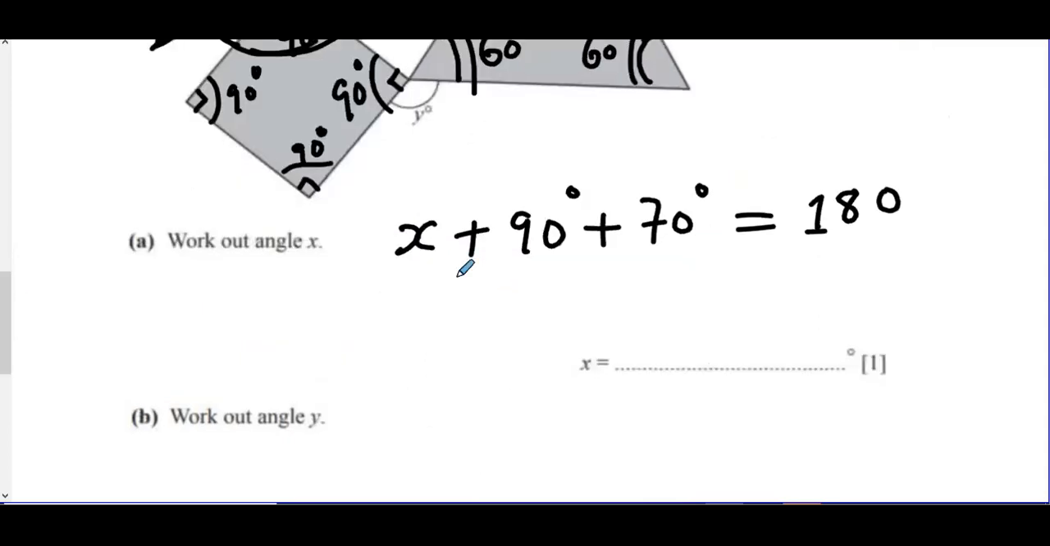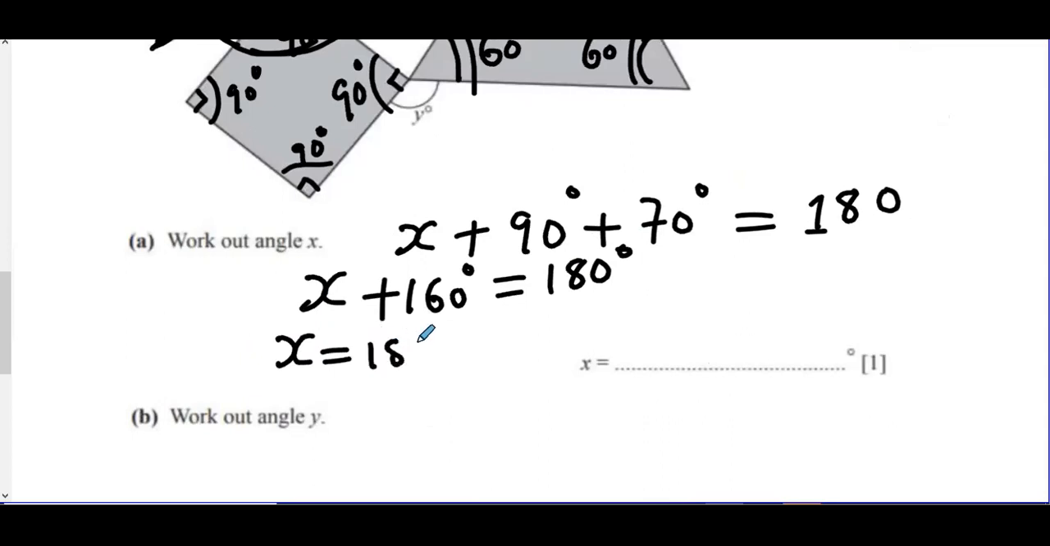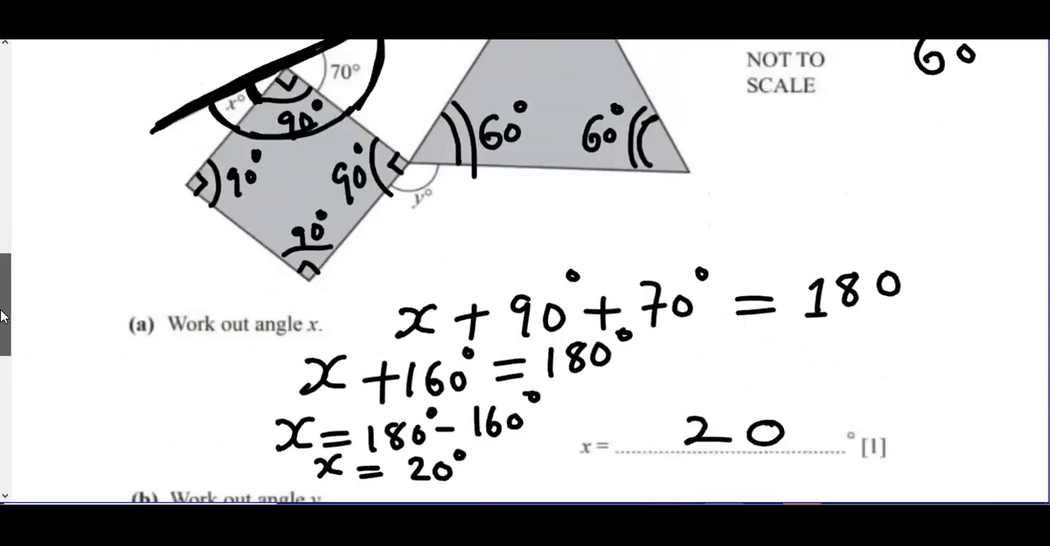Now go ahead working this out. This will be X plus 90 plus 70, which is 160 degrees, equals 180 degrees. Now how do we find the value of X? This will be 180 degrees minus 160 degrees. So X will be equal to 20 degrees. So X will be equal to 20, and there's a degree there already, so there's no point in putting another degree. Okay, so I hope that helps.